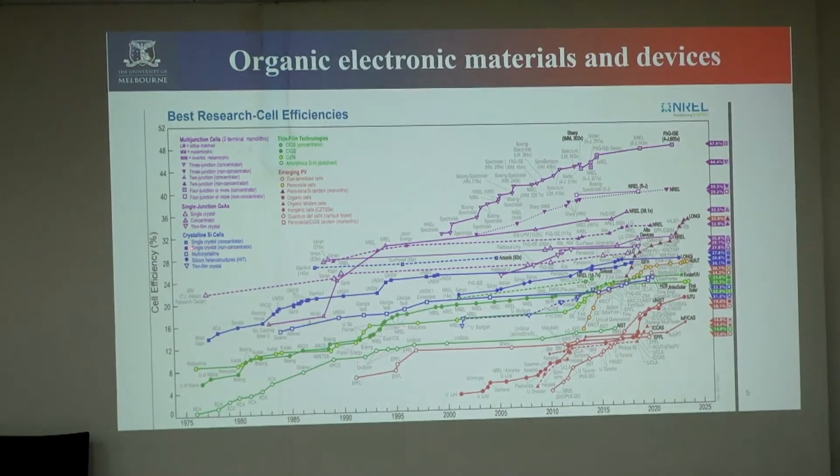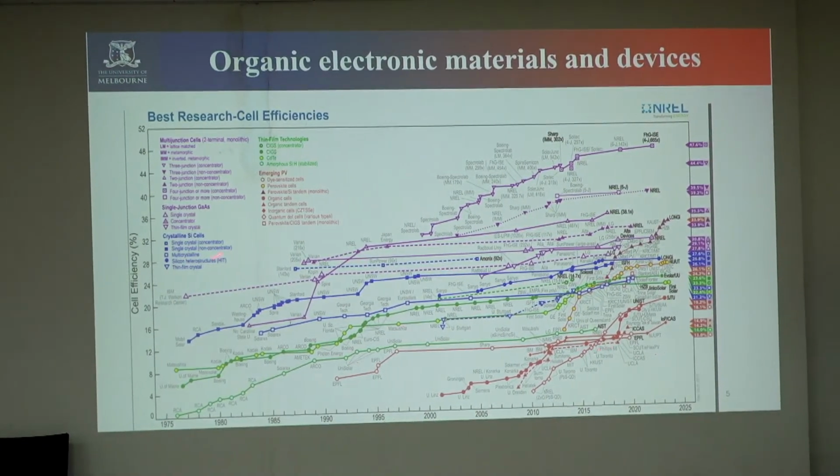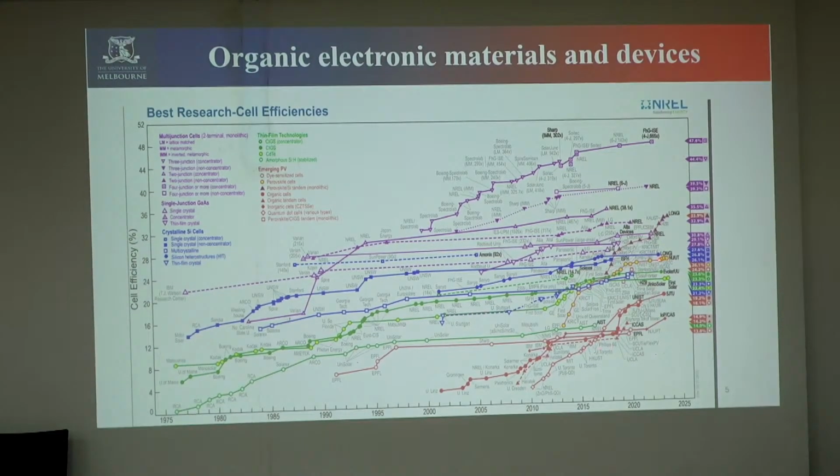Non-concentrated, this is crystalline silicon, which comes from silicon heterojunction. The performance is around 26.1. The best silicon cell reported so far is 26.1. Next is perovskite, and perovskite is also close to 26.1.